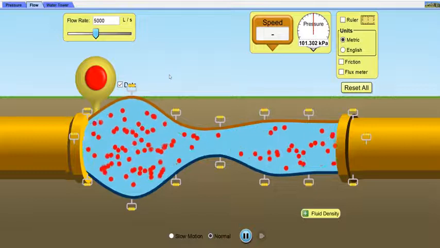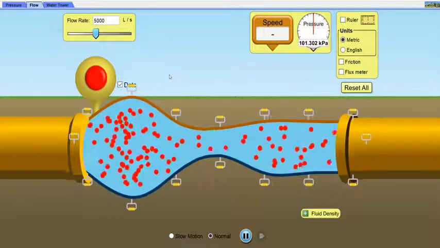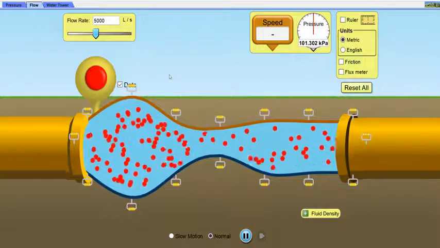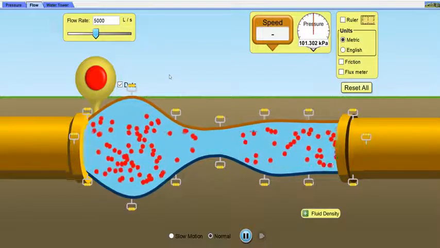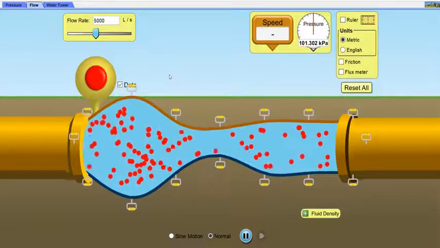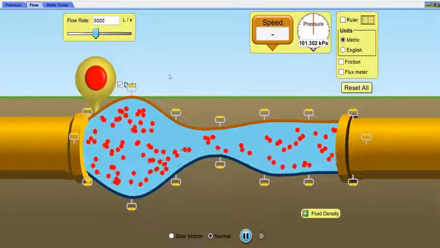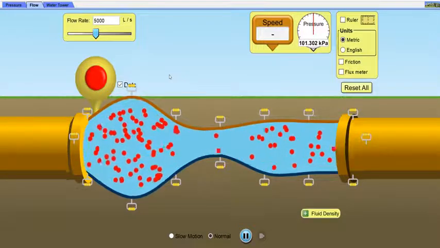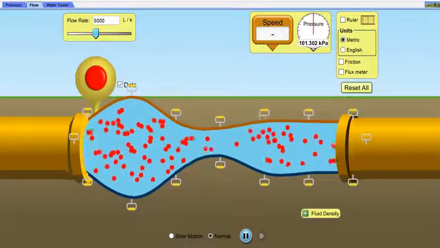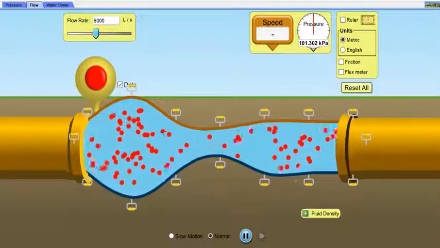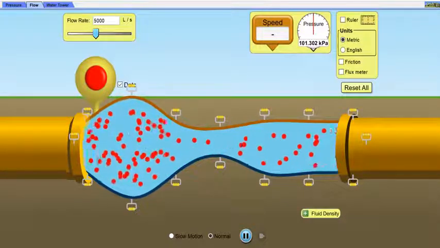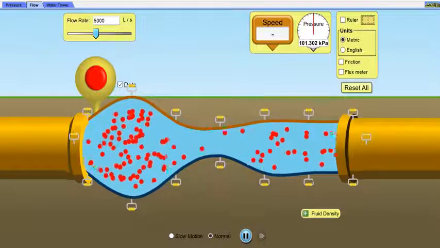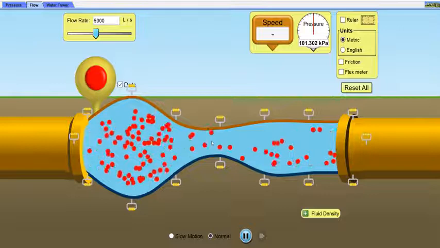According to Bernoulli's theorem, if there is a horizontal flow of a fluid through a pipe having varying cross-sectional area, then the pressure is reduced at the places where the speed or the velocity of the fluid is high. So at the place where I have larger area, that is the velocity is low, its pressure should be high, and at the places where the velocity is high, the pressure should be low.